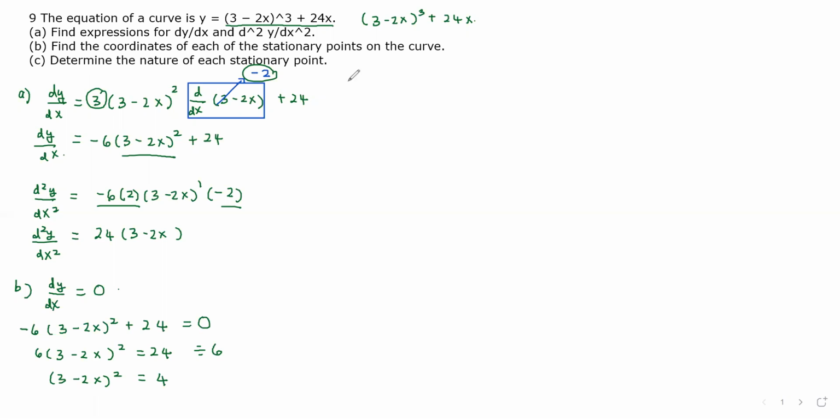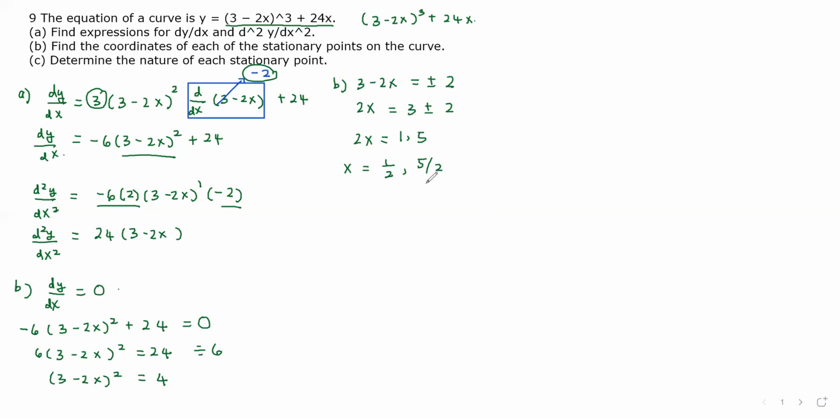Taking the square root on both sides, we have 3 minus 2x equals plus or minus 2, or 2x is 3 plus or minus 2 here. Then 2x is either 1 or 5. 3 minus 2 will give you a 1, and 3 plus 2 gives a 5. Divide throughout by 2, and x is either 1/2 or 5/2. You have stationary points at x equals 1/2 or 5/2.